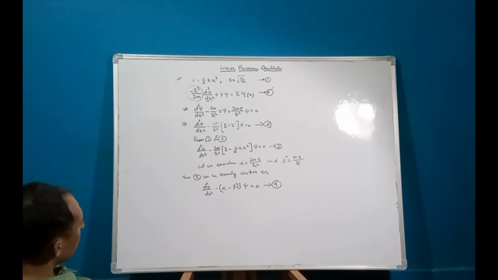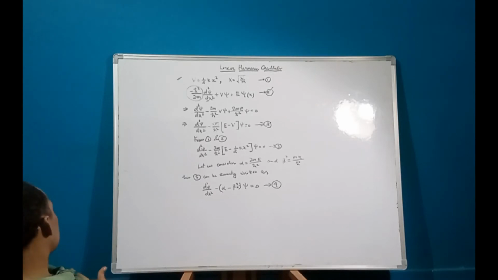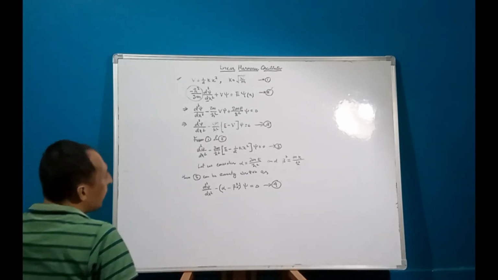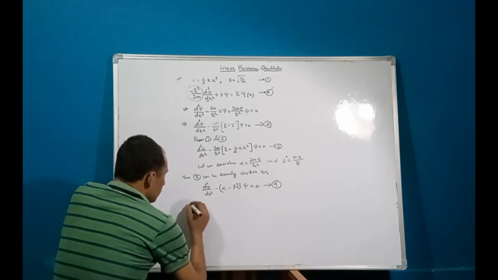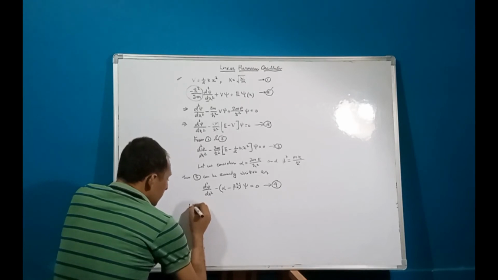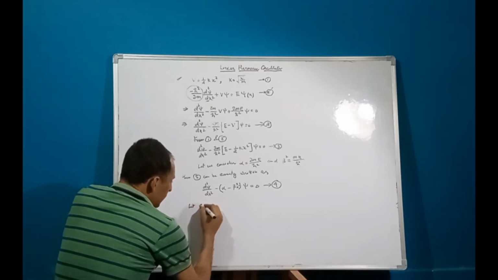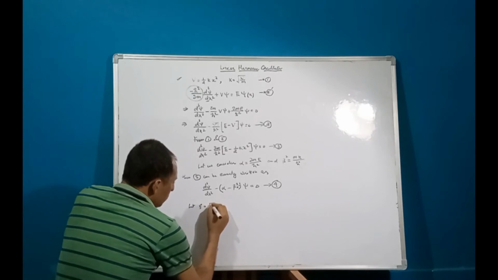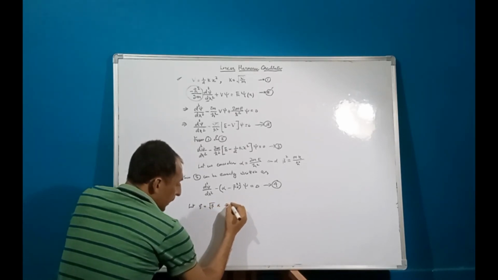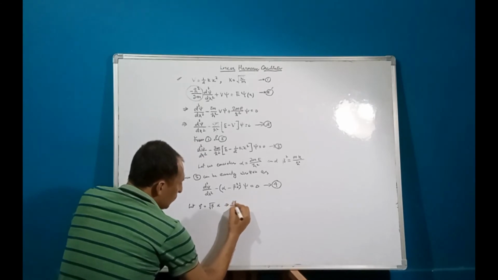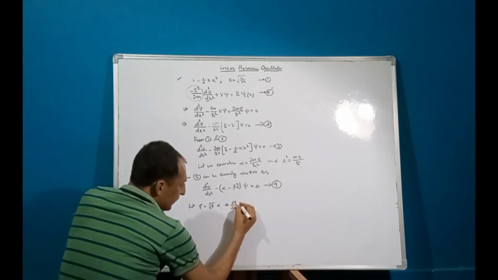For this purpose, we again will make some substitutions to simplify this equation a bit further. So let xi is equal to under root beta times x. So this implies d xi over dx is equal to under root beta.